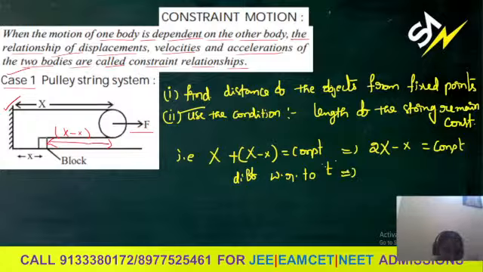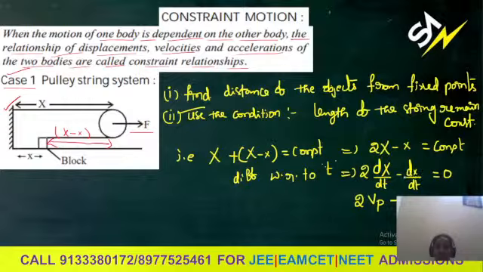Now differentiate with respect to time, it will become 2 into dX by dt minus dx by dt equals 0. One is the pulley, one is the block here. The pulley from the fixed point is at a distance X, and the block from the pulley is at a distance x minus X. Where X is the distance of the pulley from the fixed support, this gives velocity of the pulley, and small x is the distance of the block from the fixed support, so velocity of the block. From this we can write 2 times velocity of the pulley is equal to velocity of the block.